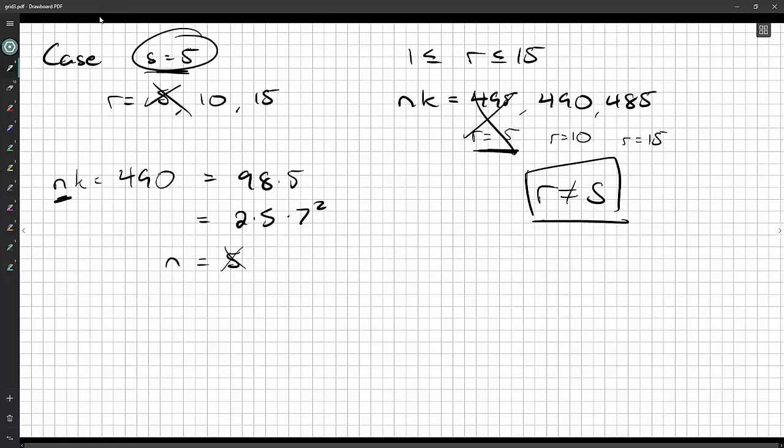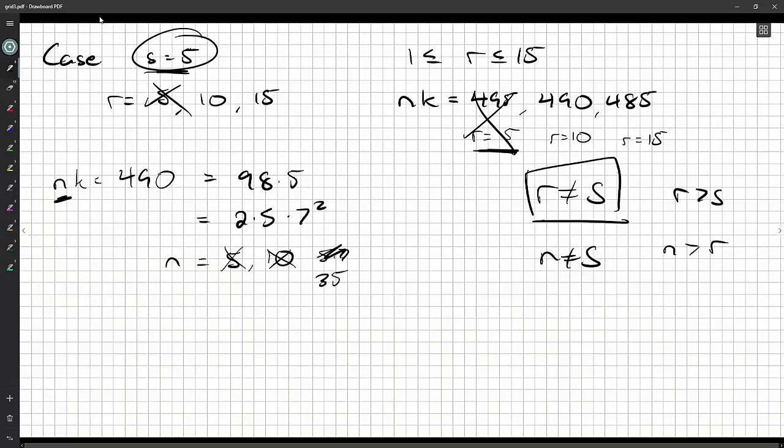No. N can't be S either, because S is a factor of 500. So if I divide 500 by 5, for example, I'll have no R. So R has to be bigger than S, and N has to be bigger than R, otherwise you won't get the remainder. So 5 would have worked, but we could have 10, that won't work. We could have 5 times 7, which is 35.